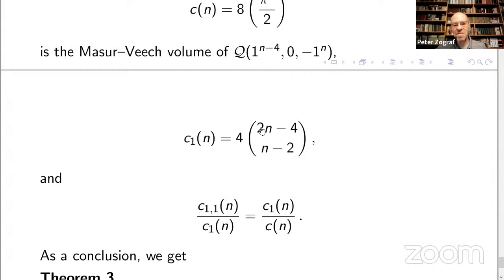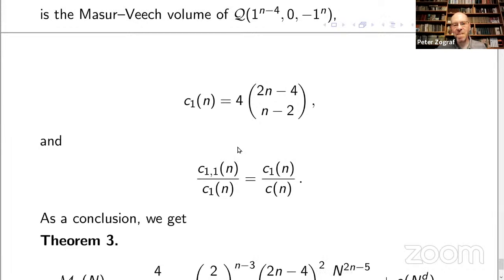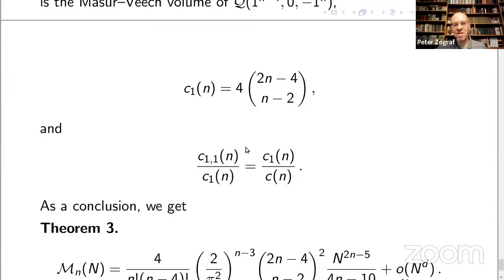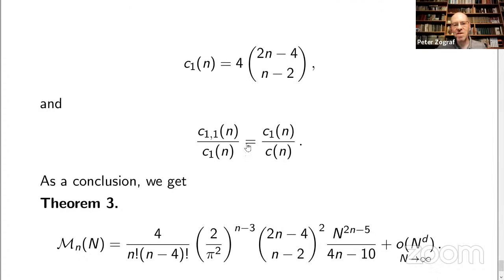And at last, these 2 ratios, C11 over C1 and C1 over C, are equal. That follows from the fact that the numbers of horizontal and vertical cylinders, the horizontal and vertical decompositions, are asymptotically independent.